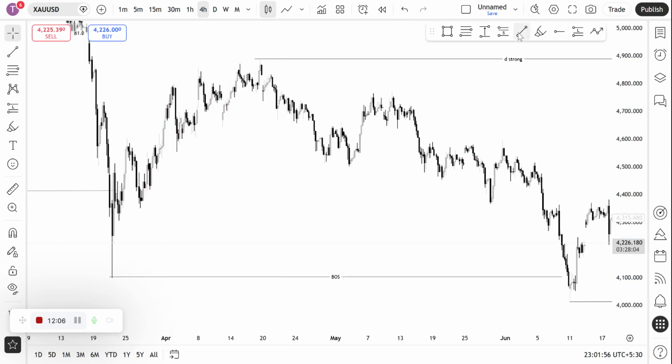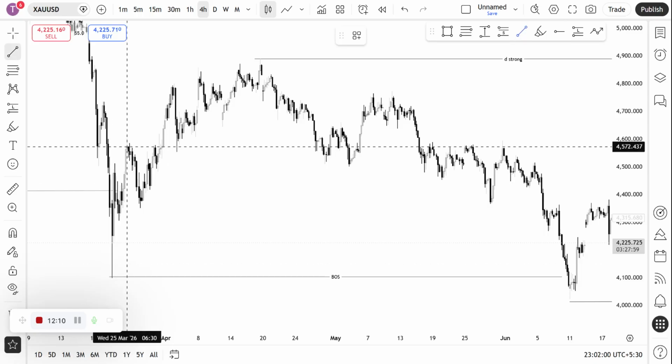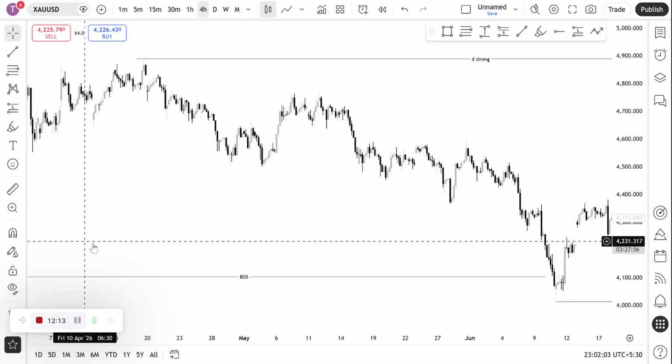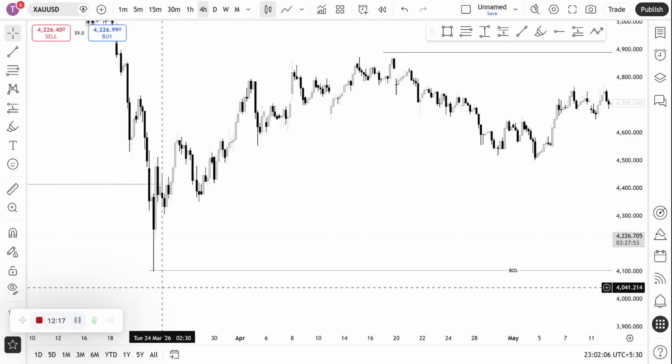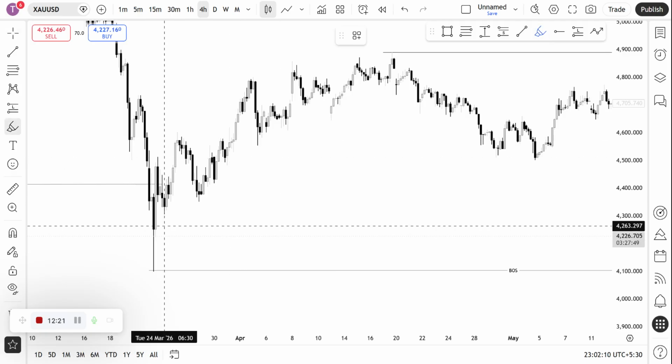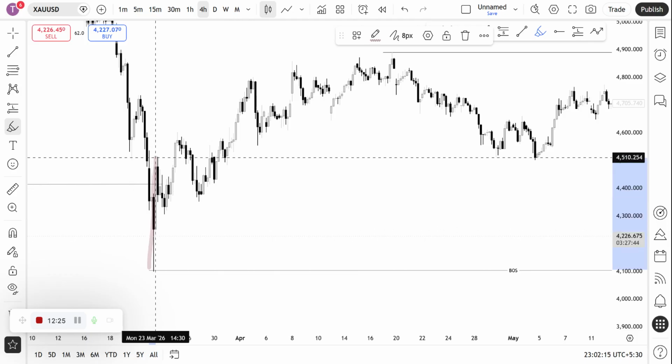So I'm going to identify the highest point. As you can see, the market was moving to the upside. It reaches a point. Okay, if I may, I'll zoom in. Right now, what happened right here? Please note that you need to be able to identify the highs and the lows.